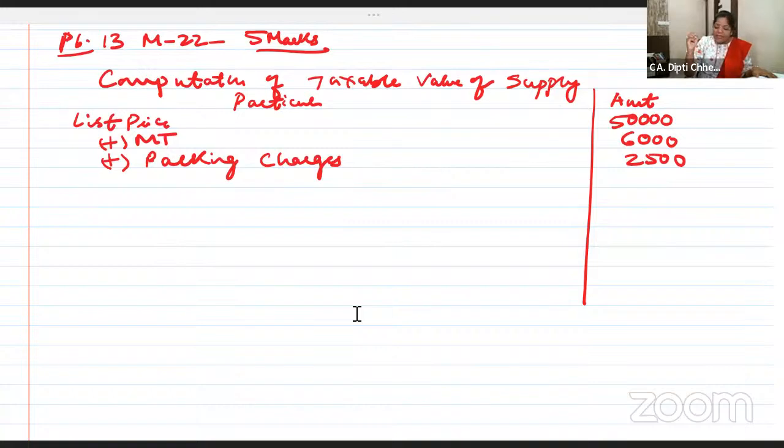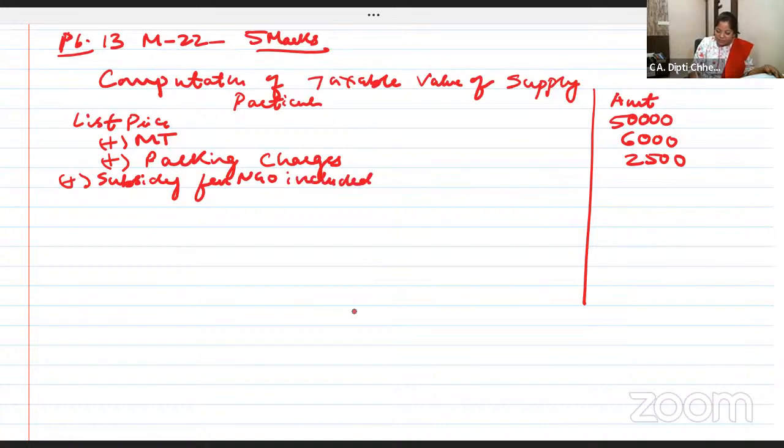Packing charges likha? Yes. I'm reading out for all of you: subsidies received from NGO, and it is already included in the above price. So rehne do. Don't deduct it. Subsidy from NGO included above. No effect.